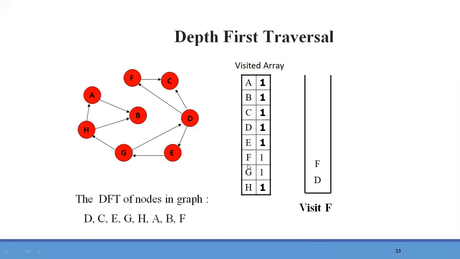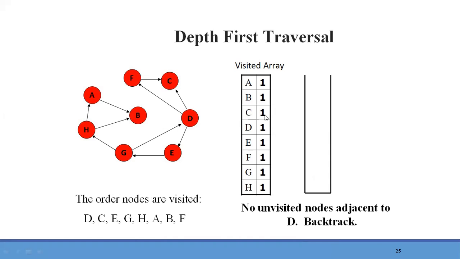Now we are at the state of node G. So at G also there is no other node which is unvisited and adjacent to G. So again backtrack. So pop the element G from the stack. Now we have restored at node E. From E also there is no other node adjacent to E that is unvisited. So again backtrack. So we are now at node D.